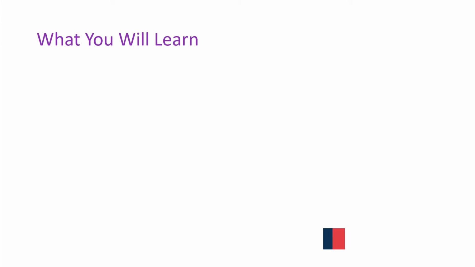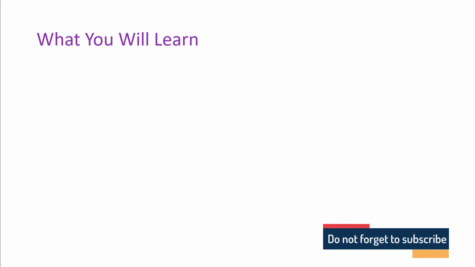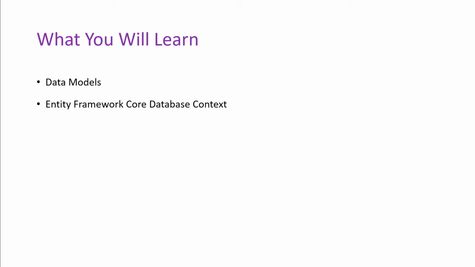For that, you'll create your first API, and you'll learn about the data models, what they are, and how to add a new one to a new project, the Entity Framework Core database context. You'll learn how to configure Entity Framework Core in an ASP.NET Core web API project, and how to build your database context file, which you will use to interact with your database.